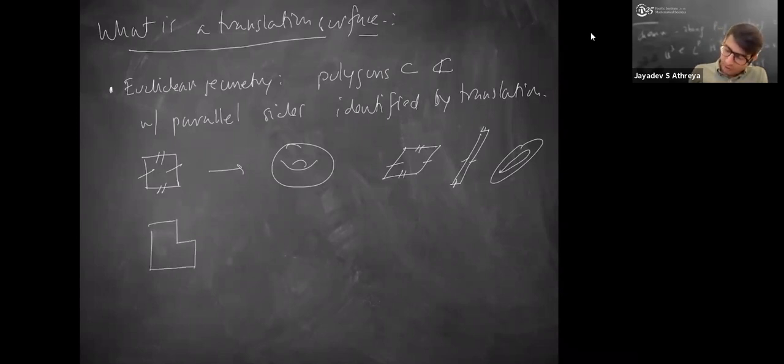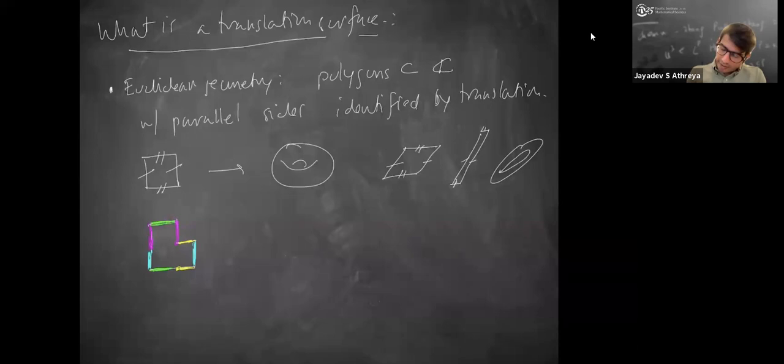I'm not insisting my polygons are convex, and you could identify opposite sides. So maybe this side is identified to this bit. Pink, I know, is probably not the best color on this chalkboard. Maybe yellow is a little bit better. This yellow is glued to this yellow, this electric blue is glued to this electric blue, and this electric green is glued to this electric green.